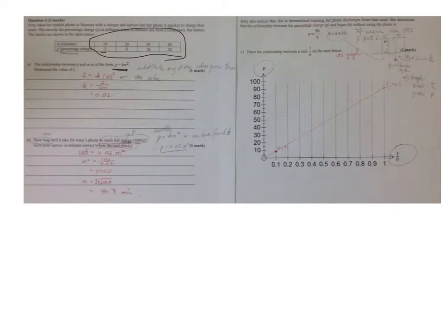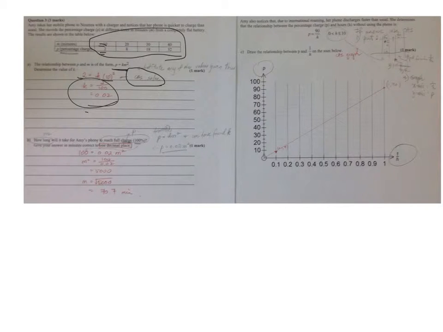So P equals km squared. When P is equal to 2, M is equal to 10. So all you have to do is put 2 where P is and 10 where M is, and then use CAS solve or use algebra. So k should be equal to 0.02.